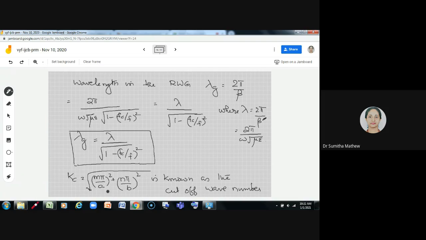And this factor, the square root of (m pi by a) whole square plus (n pi by b) whole square, is known as the cutoff wave number, Kc. Usually you will be given Kc. That means what is given? Square root of (m pi by a) whole square plus (n pi by b) whole square.